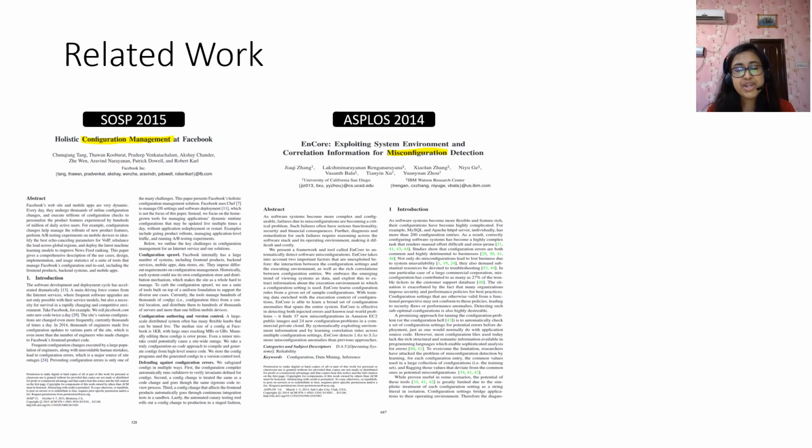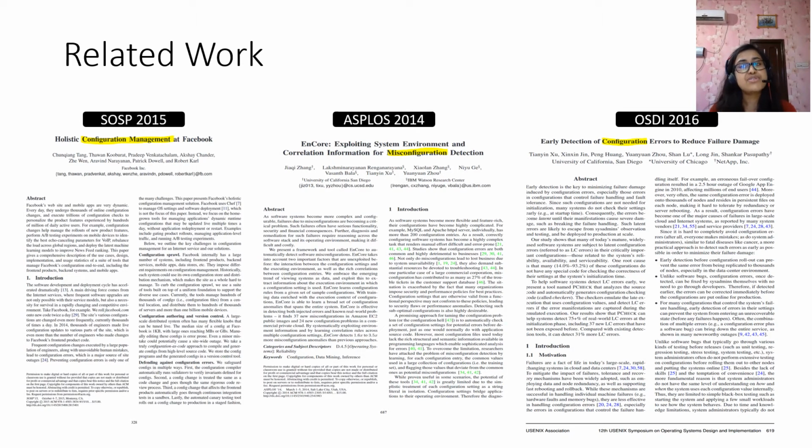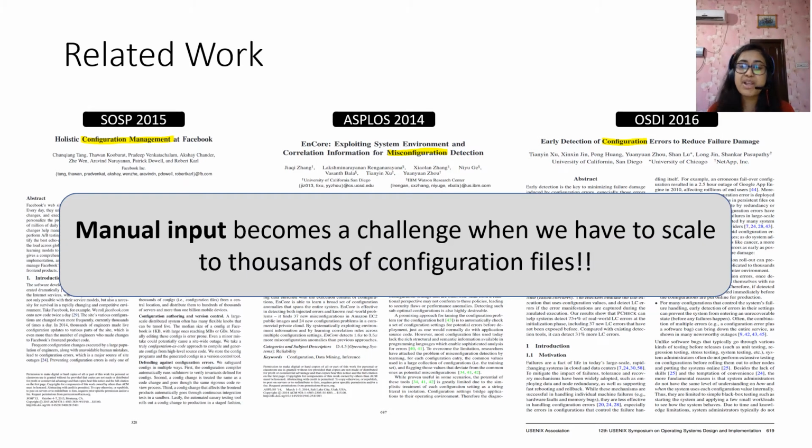This work at ASPLOS 2014 talks about a tool called Encore for misconfiguration detection. This tool uses state-of-the-art association rule mining algorithms for learning correlations across files. But as these algorithms are not able to scale well with the increase in configuration files, developers have to manually define some templates to guide the learning process. And again, this becomes a problem when new files are added into the system. So all these techniques try to solve configuration management in some or the other way, but manual input becomes a challenge when they have to scale it to thousands of configuration files.